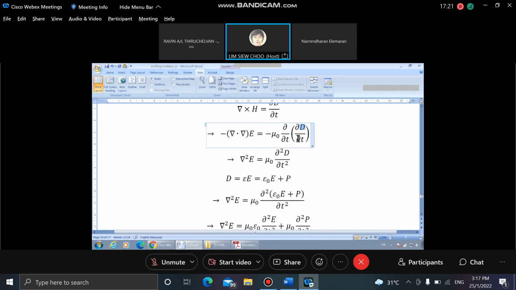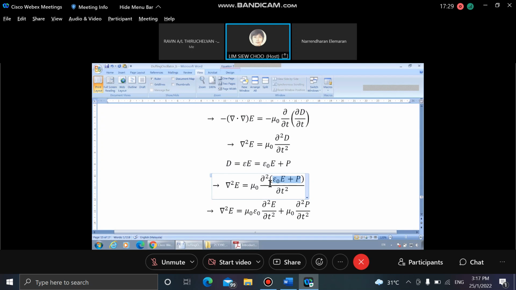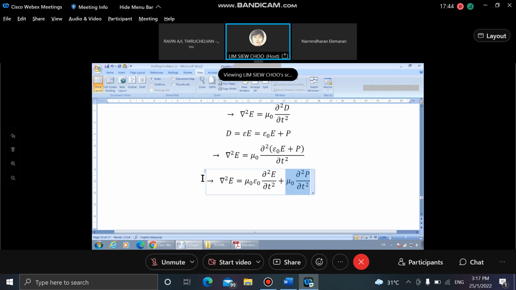So before you do anything, you collect the del over del t. So you have the del square over del t square, and then the D here. Then you do the time derivative, double time derivative. So the first term will give you mu naught epsilon naught del square E over del t square, plus mu naught del square P over del t square. So you get this equation. So later on, you know that this P will relate to E, right?